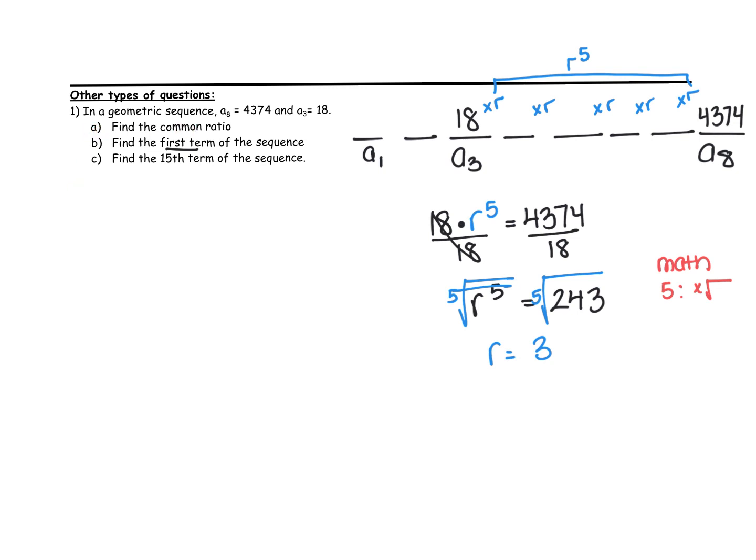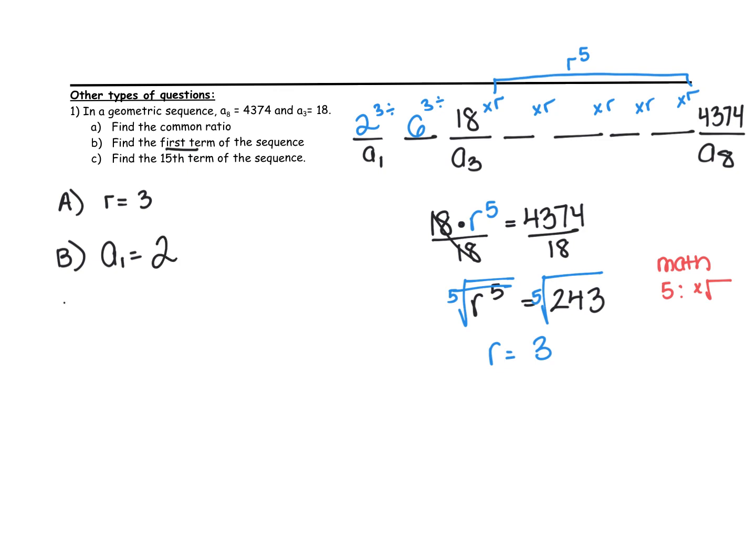So find the common ratio, part A. Looks like we already found it. R is 3. Then it says part B, find the first term, a sub 1. So if this is my third term and I'm multiplying by 3 each time, to go backwards, I'm just going to divide by 3. So 18 divided by 3 is going to give me 6, and 6 divided by 3 is going to give me 2. So a sub 1, my first term, is 2.